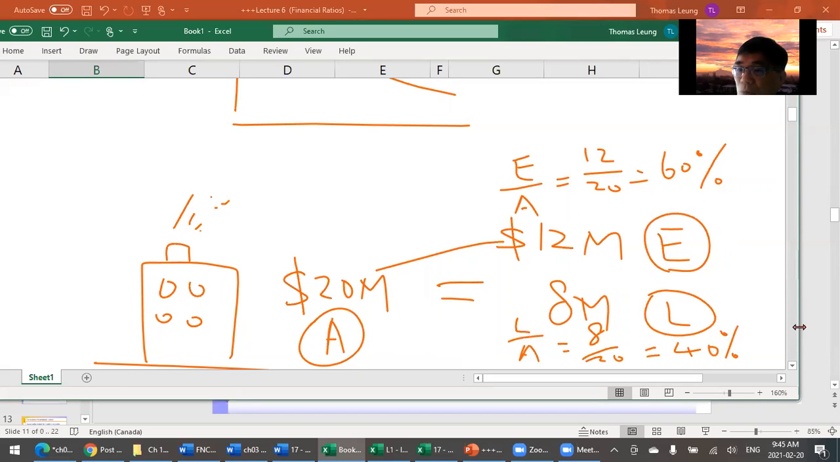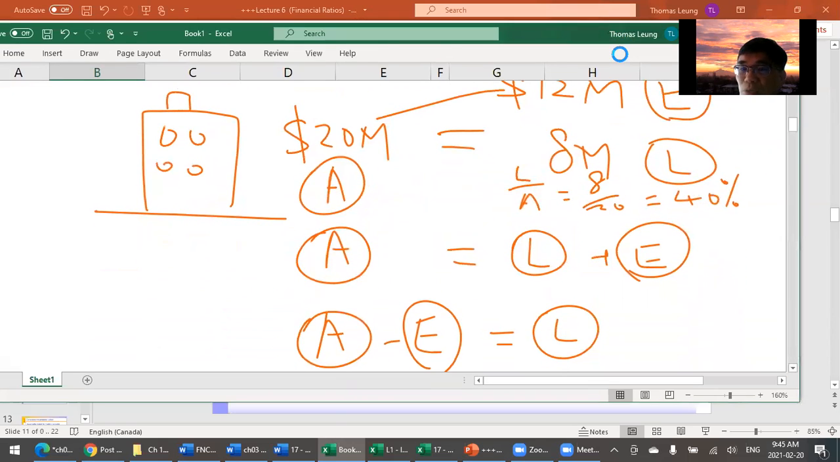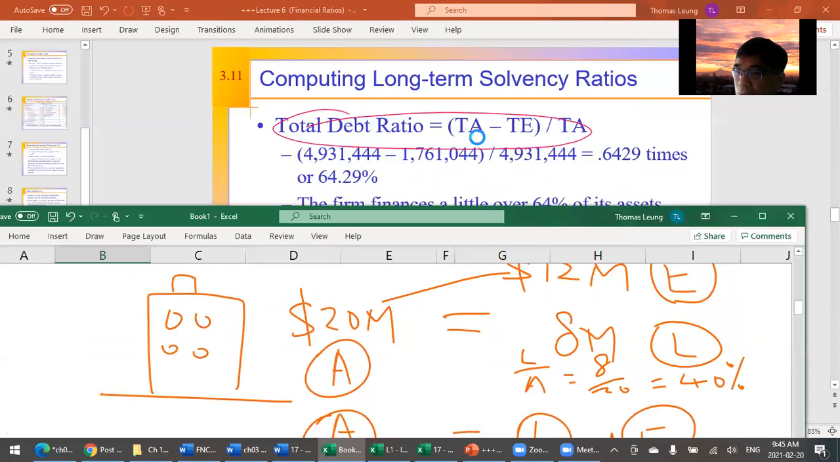Okay, so now the PowerPoint note is showing you the second one, 40%. Because A minus E is liability, right? So actually, I want to know how much is borrowed. How much of these investments is borrowed from other people? 40%. Okay, so here they work out 64%. So it means 64% of these monies are from borrowing.